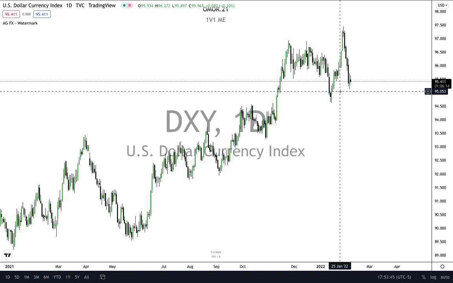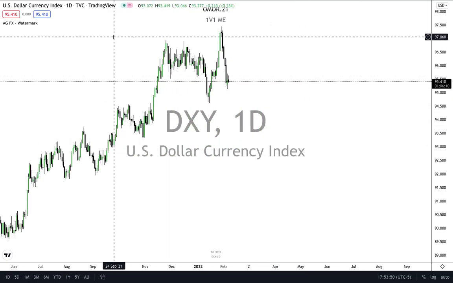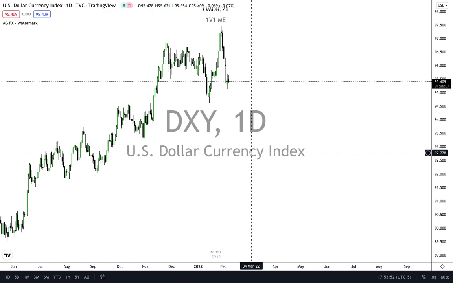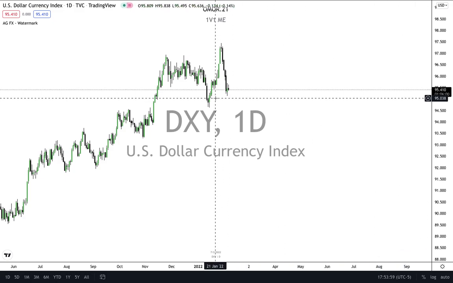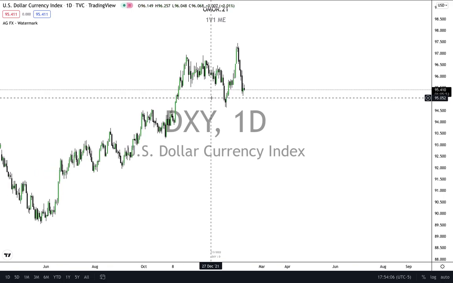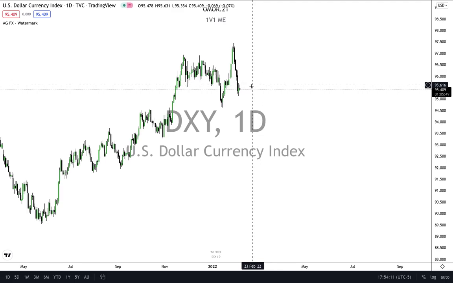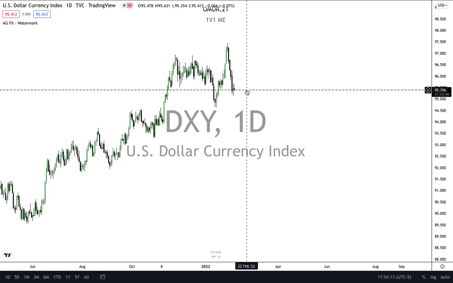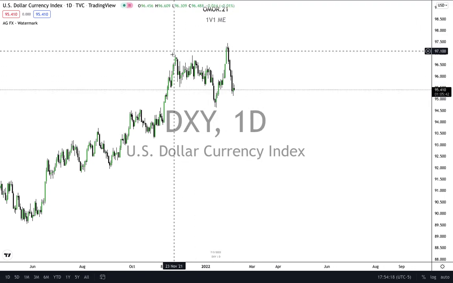So let me take your attention. This is called the DXY, the US dollar currency index. What this is, it's a strength index for the USD alone. We're not looking at the USD against anything, we're just looking at the USD by itself. Now, you see the USD is going up. Now I want you to remember exactly how this chart looks.